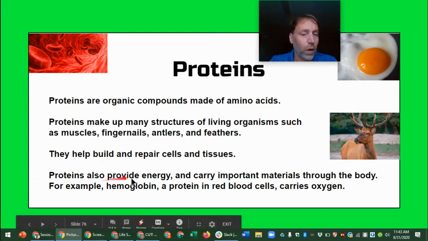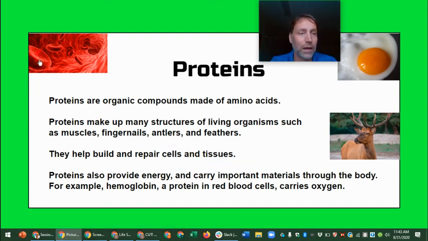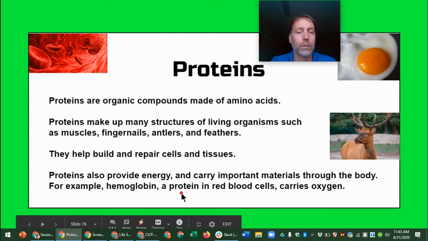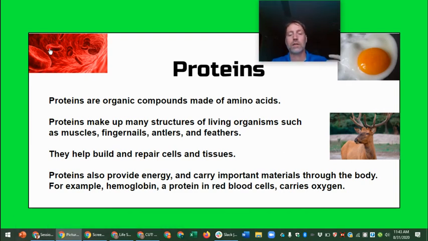Now, what proteins do, they also provide energy and carry important materials through the body. So, inside of a red blood cell, that's what this picture over here on the top left is. Inside that red blood cell is hemoglobin. For example, hemoglobin is a protein in this little disc shaped red blood cell that carries oxygen. So, how oxygen gets to the various parts of your body, it's contained within the blood that's made of red blood cells. And inside those red blood cells is hemoglobin that is carrying the oxygen needed for your leg to move, or for your foot to tell you to jump up in the air, or for your eye to move like that.